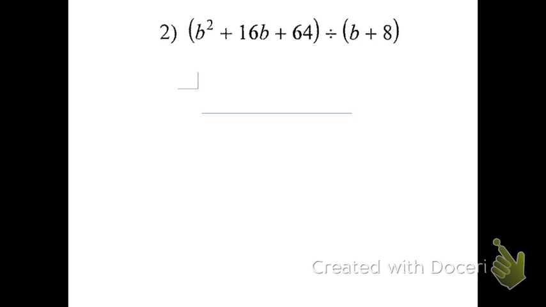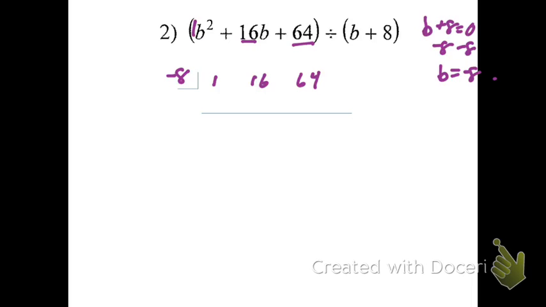First things first, what goes in the box? If it's b plus 8 right here, I set b plus 8 equal to 0. Let's subtract 8 from each side. b is equal to negative 8. So negative 8 goes in the box. Some of you can probably do that in your head already. That's fine. Next up, we put the coefficients. So 1, 16, and 64. Now I have everything set up.